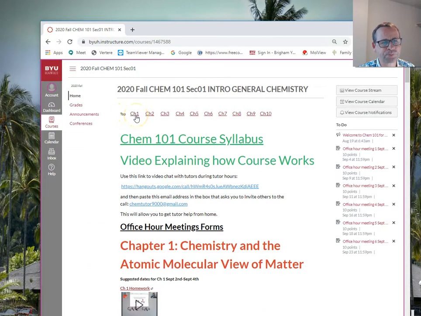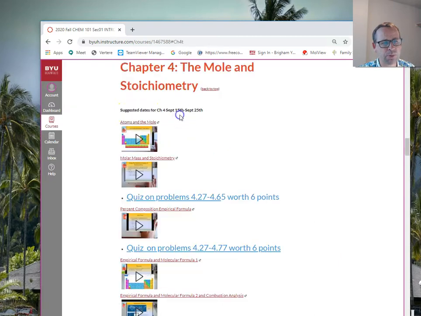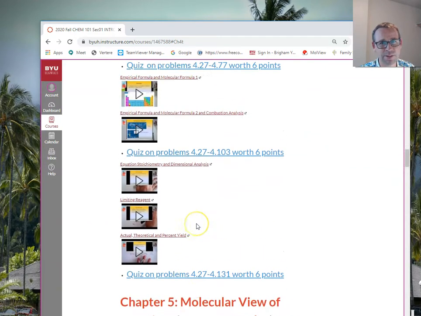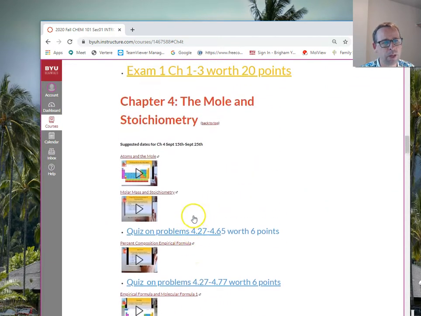So within each chapter, you can skip to the chapter, and within each chapter, there are the quizzes that you want to be sure that you take before the semester is over. I don't have a strict time frame in which you're required to take the quizzes or the exams, as I mentioned. However, I do have suggested dates to help you stay on track.